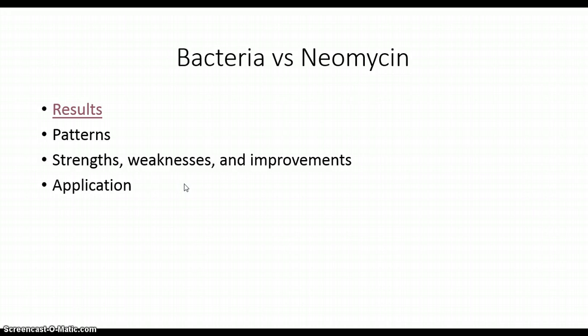Another weakness was I only did one Petri dish. I did not do multiple trials, so that would be a weakness for mine. So a way to improve that would be to have sterile paper and to do multiple trials.